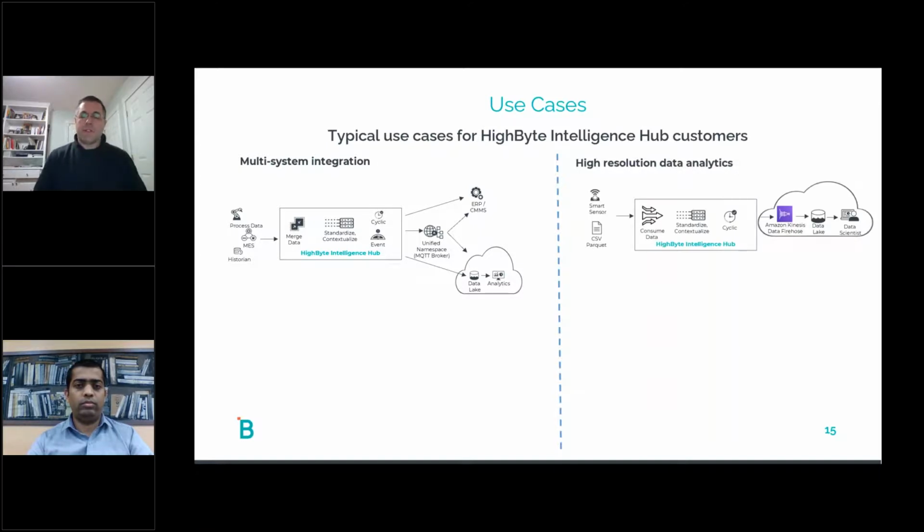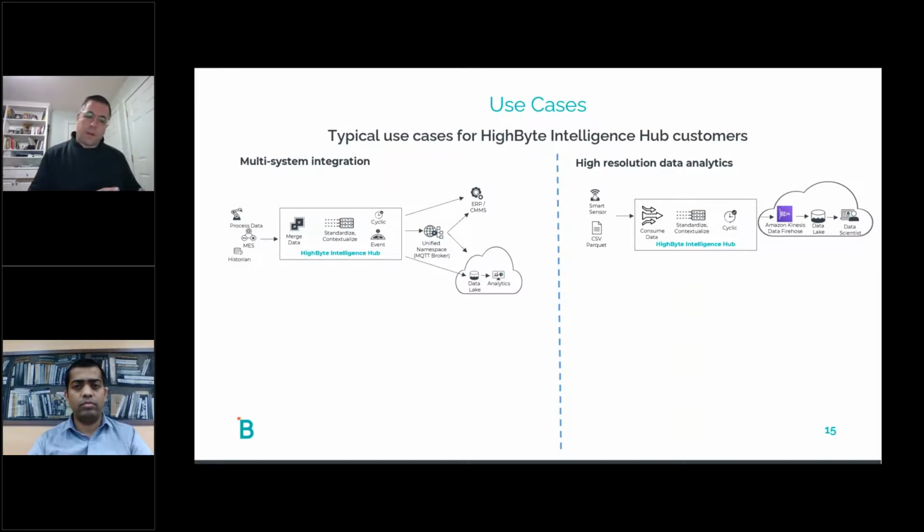Another key use case that we've seen is utilizing high-resolution data analytics. Many people are trying to perform predictive analytics on machinery to identify problems before they occur. And HighByte has been used for this to be able to collect data. When it comes to very high resolution data, we're talking millisecond data or 5 millisecond, 10 millisecond data, sometimes even faster than that. We're talking things like vibration data, power quality data, things like that.